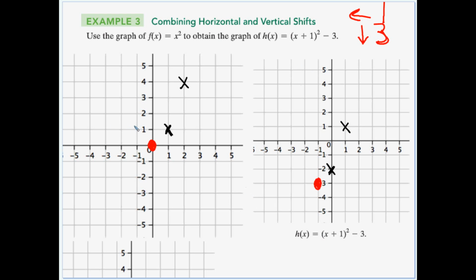And then I could do a couple more. Here's my -1, 1. That would go left 1, down 1, 2, 3. So that over here on the other graph would be -2, -2. And then I would have -2, 4. That's also going to go right 1, down 3. So that would put me at -3, +1. And I could connect those dots to my shifted parabola.